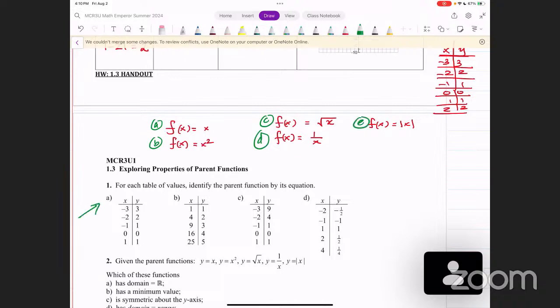So A, which function matches with A? Which function do you think matches with A? A. So in A, if x is -3, y is supposed to be simply the value of x, -3, but that's not the case, is it? So A doesn't match.